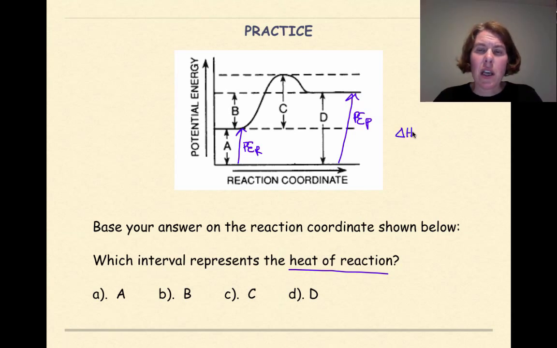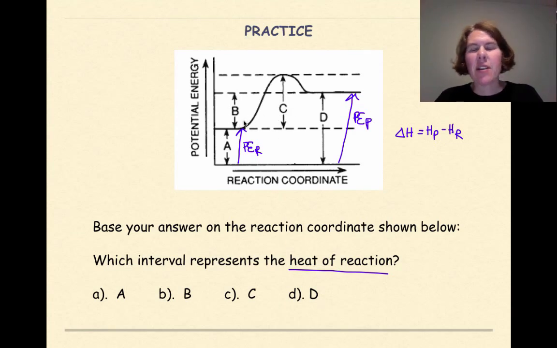So delta H is equal to the H of your products minus the heat of your reactants. So automatically A and D are out, because A represents the potential energy of the reactants and D represents the potential energy of the products, which leaves us with the C and B.